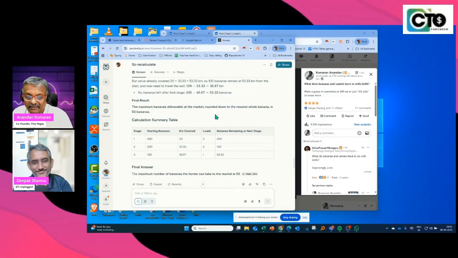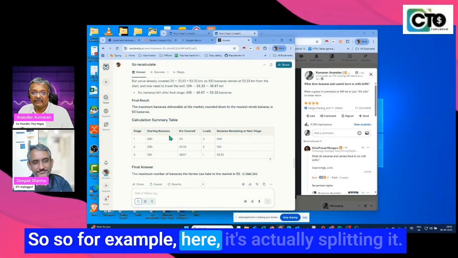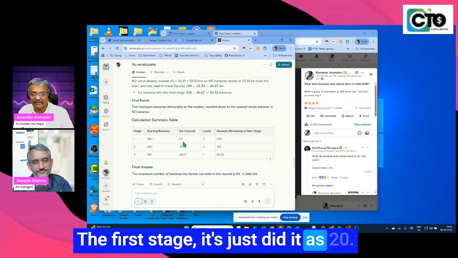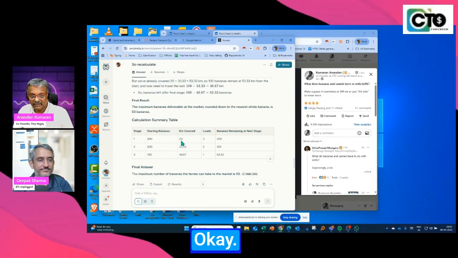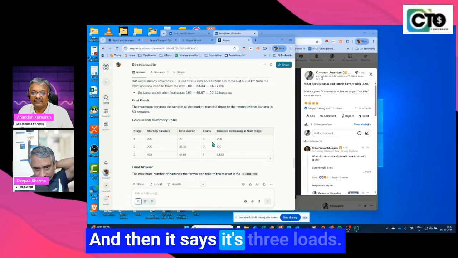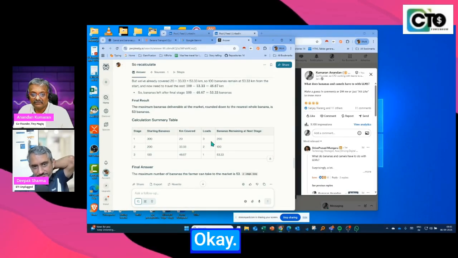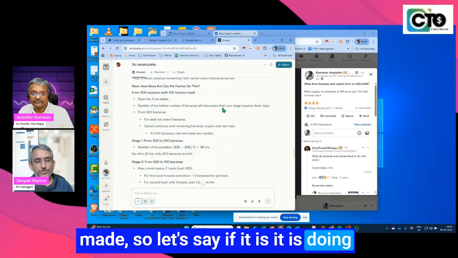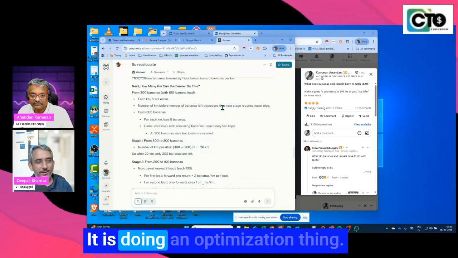Interesting. So for example, here it's actually splitting it. The first stage, it just did as 20. Then it says it's three loads. So let's say it is doing an optimization thing, right? It is doing an optimization thing.